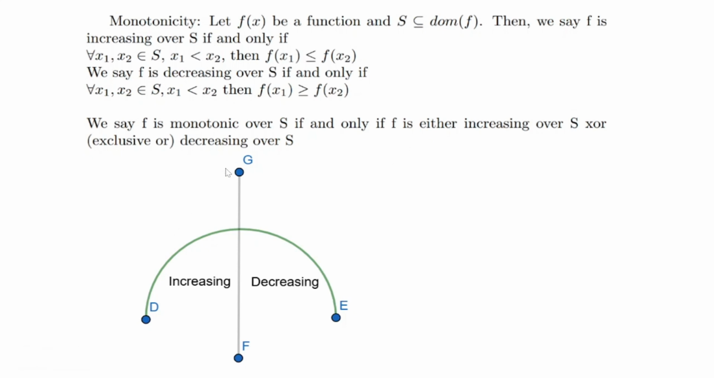Now, over here I have an example of what I mean. To the left of line GF, the function is increasing, right? It's going up as our x values go to the right. But to the right of GF, we have a decreasing function, which is going down to the right of GF. And now we'll bring it back to sine of x.